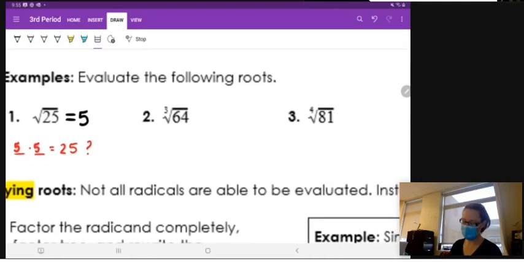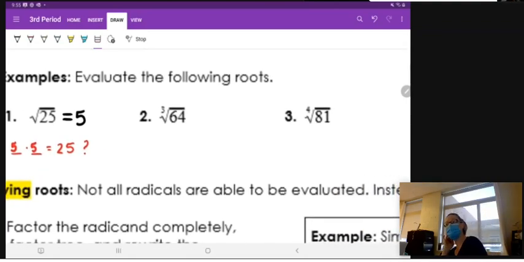In example 2, we have a cube root. This is a root that has an index of 3. So in this question, we're asking ourselves, what can I multiply to itself 3 times to get the number 64? And you might have to think about some of these. You could even use a calculator. So pull out a calculator and plug in 2 times 2 times 2. Plug in 3 times 3 times 3. Plug in 4 times 4 times 4. 5 times 5 times 5. See if you can get an answer.